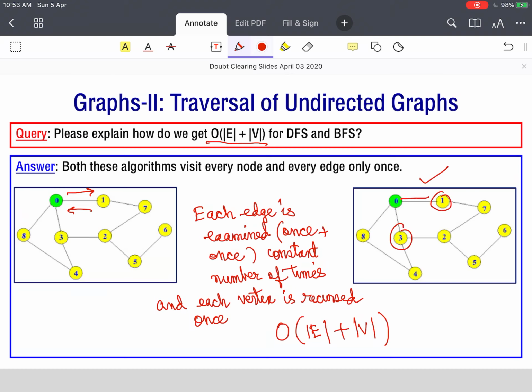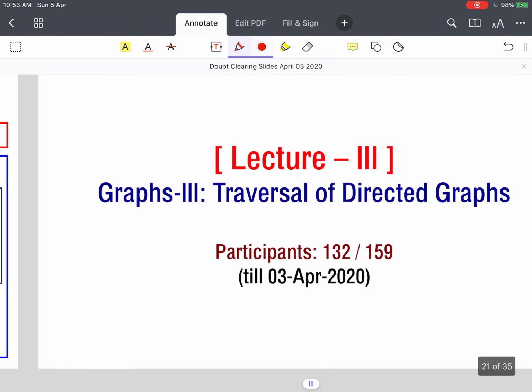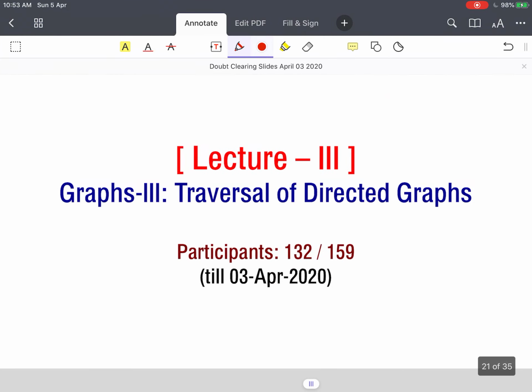Similarly in BFS again, you put a node in a queue and you take the node out of the queue. You take the node out of the queue only once, and you may put a node in the queue only once, and every edge to that node checks whether that node is already in the queue or not through the visited link. So that is how you get order V plus E.